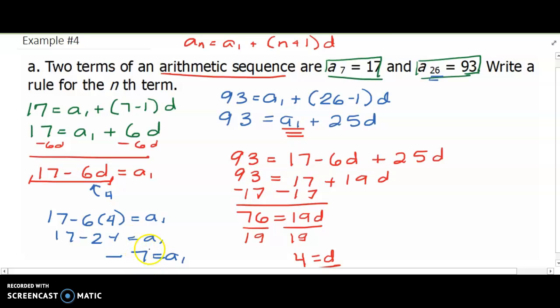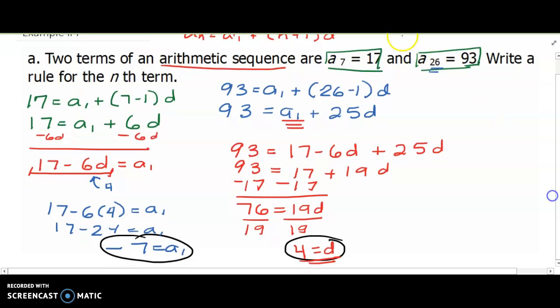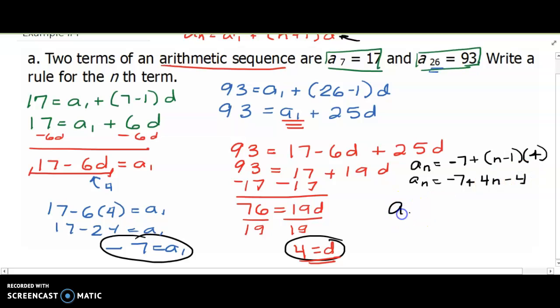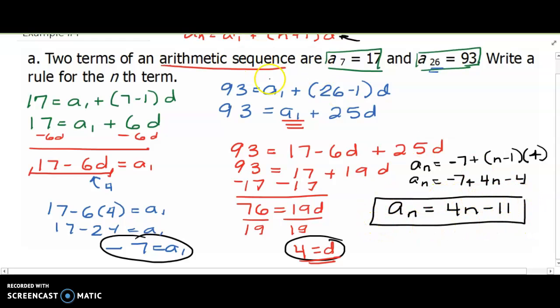Now that I have my a1 and my d, I can plug them into my formula up here and then solve. So my a sub n equals a1, which is negative 7, plus n minus 1 times my d, which is 4. If I distribute that through, that's 4n minus 4. So a sub n equals 4n minus 11. Here's my equation. It's long and it's tedious, but it's very, very doable.